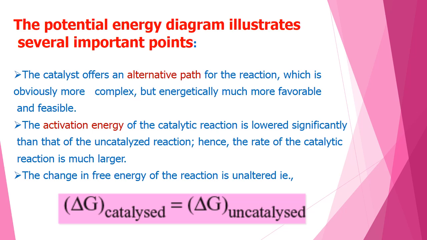Third point, this is a very important point: the change in free energy of the reaction is unaltered. Delta G of the catalyzed process is equal to delta G of the uncatalyzed process. So there is no overall change in the process. Reactants A and B give you a product C, meaning reactant and product are the same and the free energy change is also the same. It takes a different path, but delta G of a process remains constant. It does not alter that.